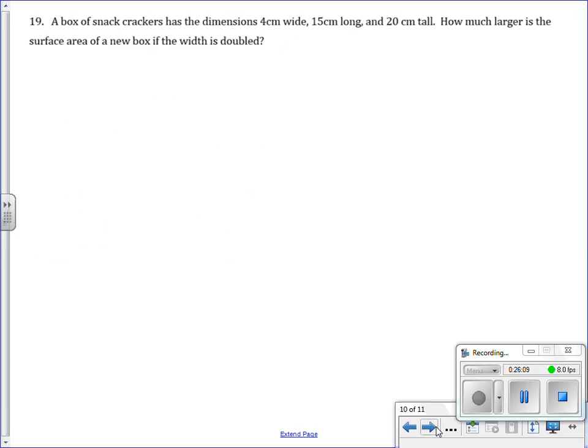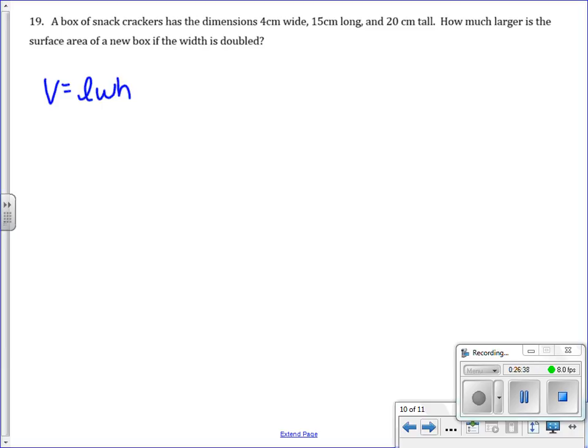All right, this one is asking about what happens to the surface area. So we actually have two problems to do. A box of snack crackers has the dimensions of 4 by 4 centimeters wide, 15 centimeters long, and 20 centimeters tall. How much larger is the surface area of a new box if the width is doubled? All right, so I'm actually going to work out both of these. So the first one is just going to be volume is equal to length times width times height. Oh, I'm sorry, not volume, surface area.